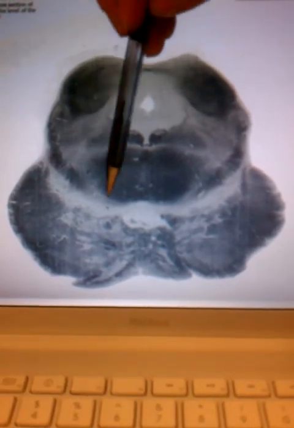Great. What's this giant black thing in the middle? Superior cerebellar peduncle. Boom. And the decussation in the middle there. What's a decussation? The fibers cross. Excellent. Where is the superior cerebellar peduncle going?